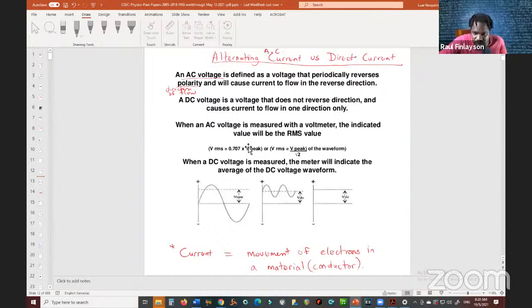As we say, it periodically reverses polarity. And this is telling you about the North and the South Pole. And it causes current to flow in the reverse direction.